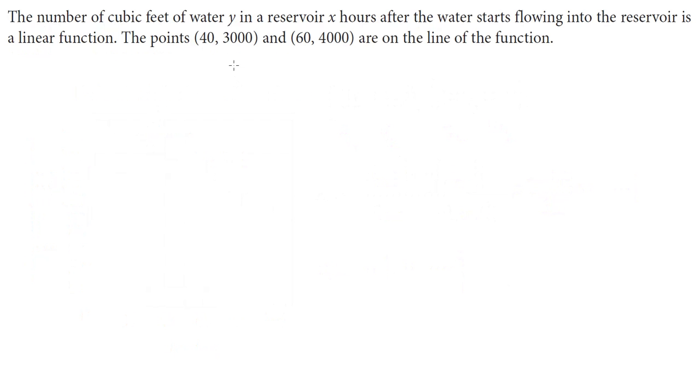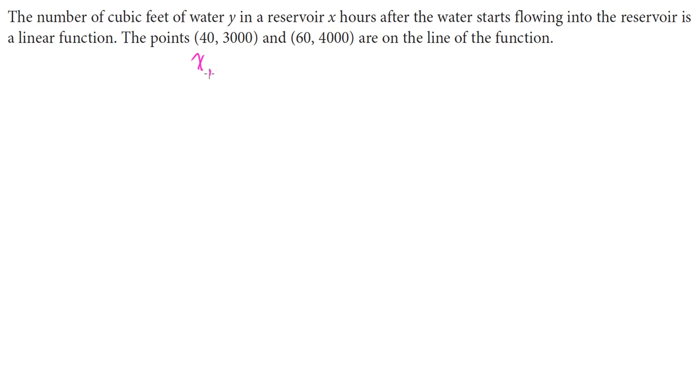All right, one last example. It says here the number of cubic feet of water, Y, in a reservoir X hours after the water starts flowing into the reservoir is a linear function. The points (40, 3000) and (60, 4000) are on the line of the function. So let's go ahead and find the slope. And if you notice here, the points are right here nicely written for me, so I'm not going to write them over. I'm just going to label them.